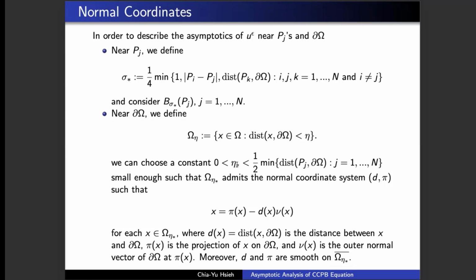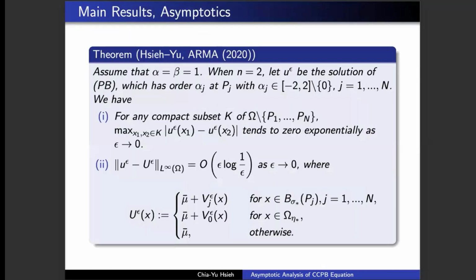Furthermore, we can choose eta star sufficiently small such that the strip omega eta star admits a normal coordinate. That is, all the points x in omega eta star can be represented by its distance to the boundary and its projection to the boundary. And this normal coordinate system, d and pi, the distance and the projection, is indeed smooth on the region. With this notation, we can describe our main results on the asymptotics.